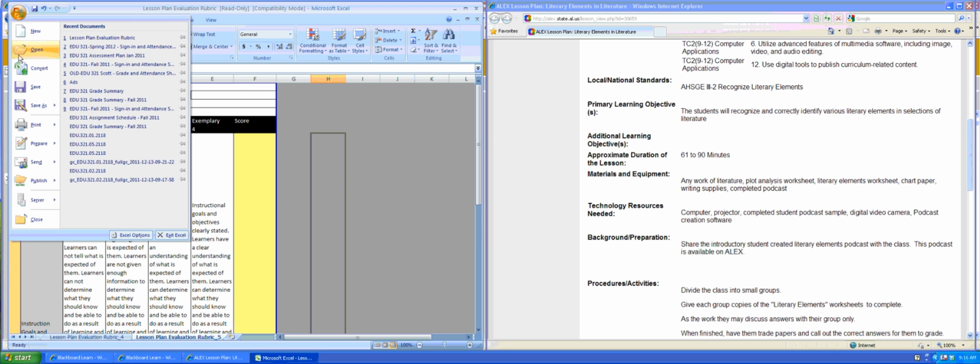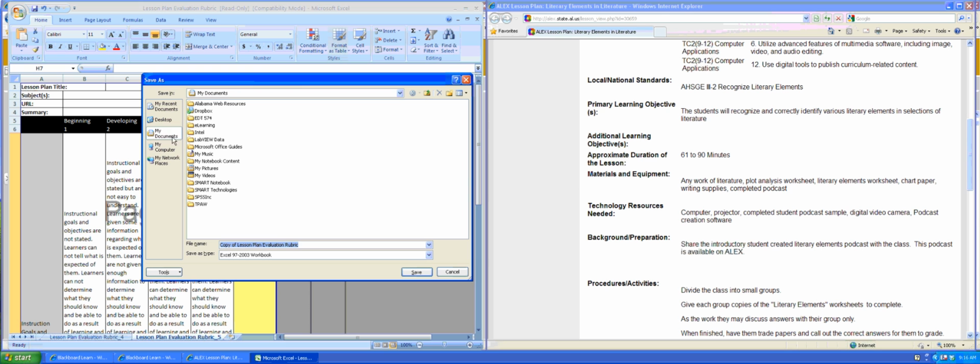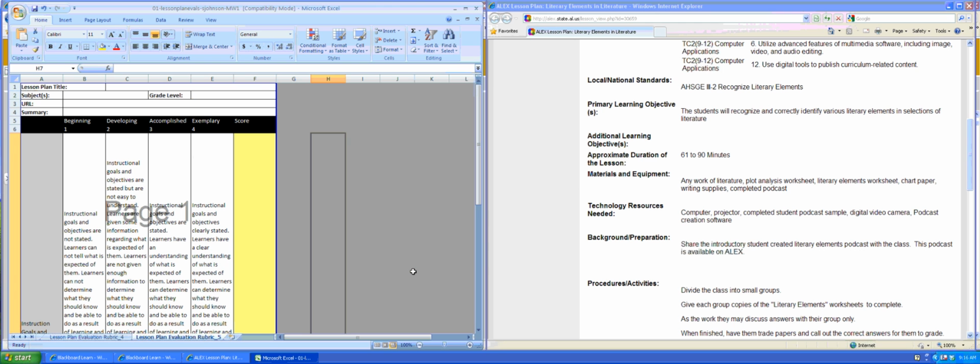When you're finished, you are going to save this lesson plan that you've completed with the appropriate name. So this is the first assignment, lesson plan evaluations. You're going to put your first initial and your last name, and then the section that you're in. So for example, Monday, Wednesday, section number 1, and save.